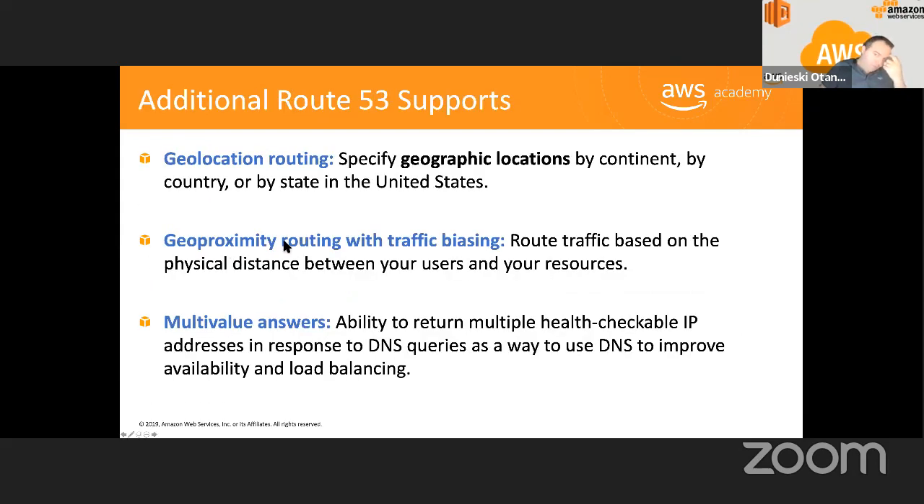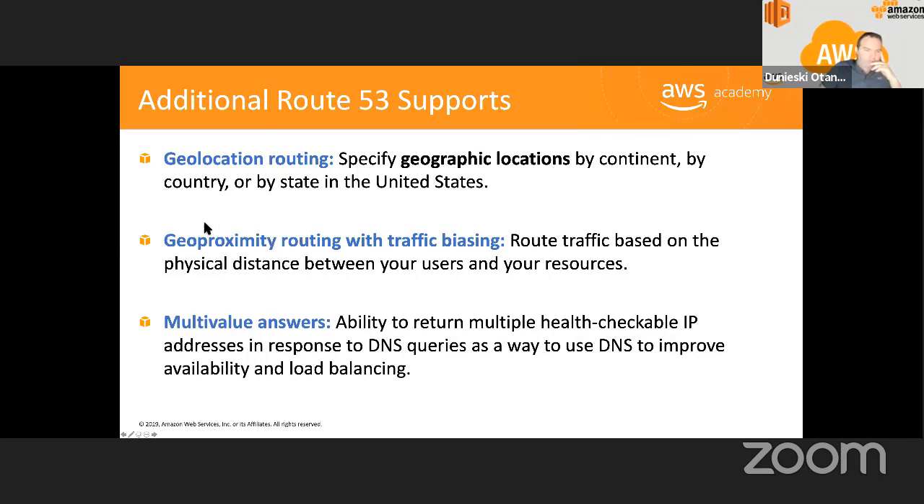Geolocation routing: a specific geographic location by continent, by country, or by state in the United States. So what it does is it reroutes to these specific locations that you can pick specifically. So this one is very close to geoproximity.